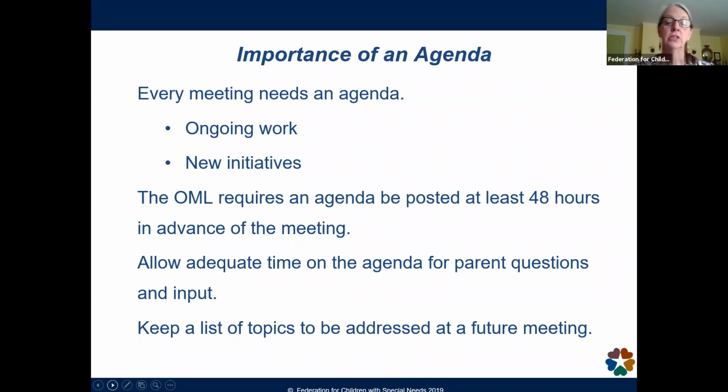I think every agenda should allow time for parent questions and input on topics, so that the agenda is set up with specific time periods for how much you're going to discuss. And I think it's got to be realistic in your time frame, so that the meeting doesn't go on and on and on, that you set aside a certain time for the meeting, and how much time would be devoted to each topic on that list.